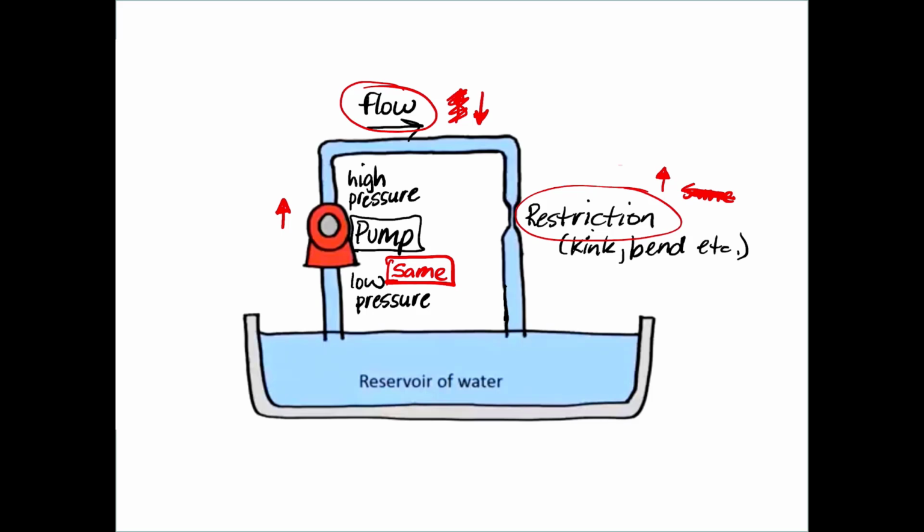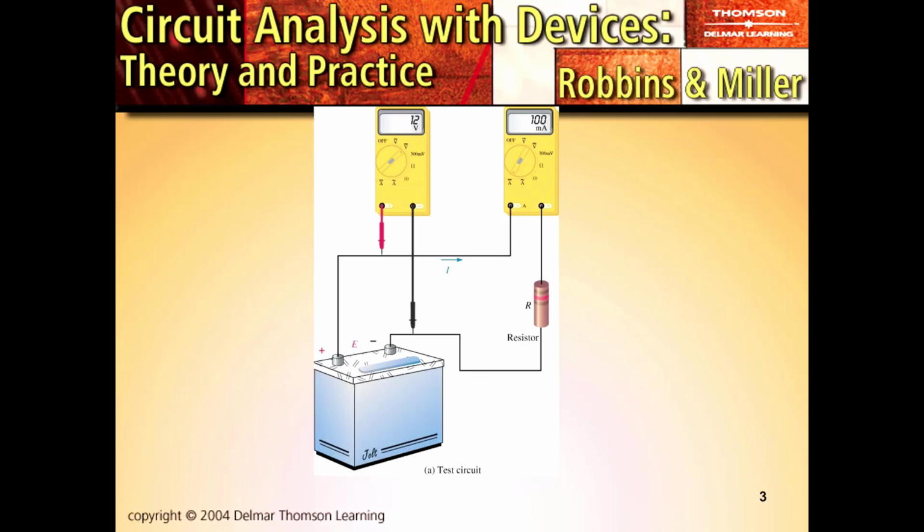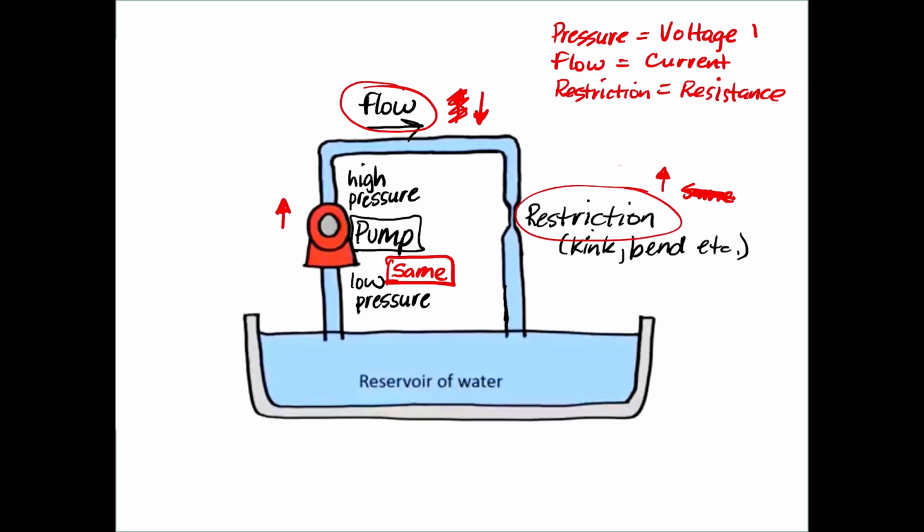So if we just look at that to describe Ohm's law, we can say that pressure is equal to voltage in our circuit. Flow is equal to current. And restriction is equal to resistance. That being said, we could make a relationship involving the symbols of V, of I, and R.